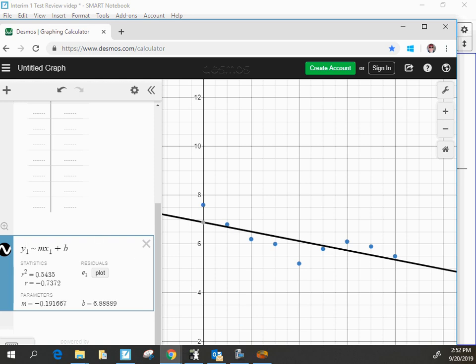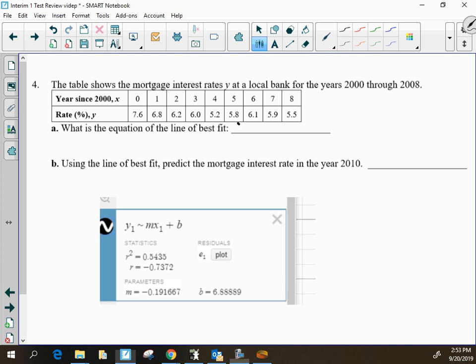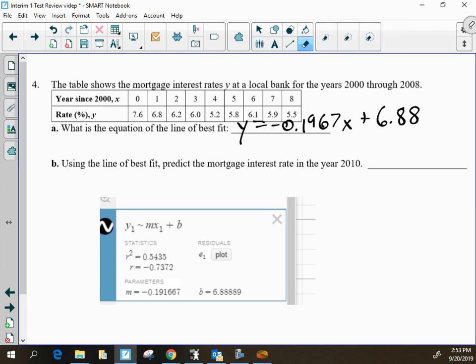So once we have our line of best fit, we then just write the equation down, which is y equals negative 0.1967x plus 6.88. Actually, I should just go to 3 decimal places. So negative 0.197 and 6.889. Round to the nearest decimal place.